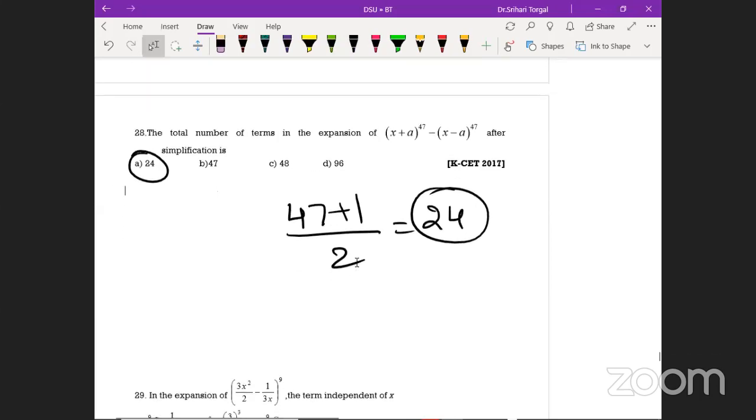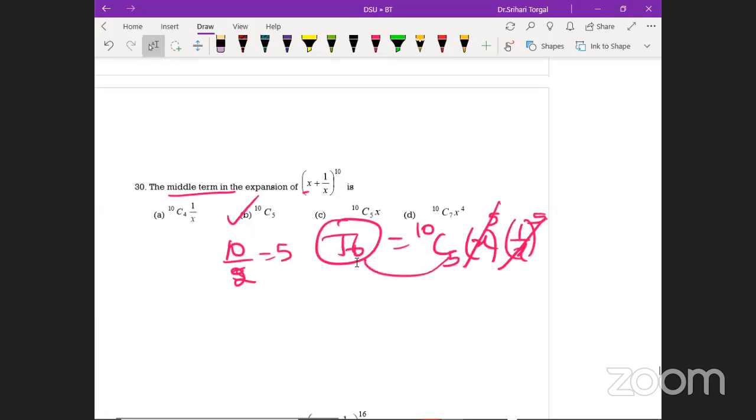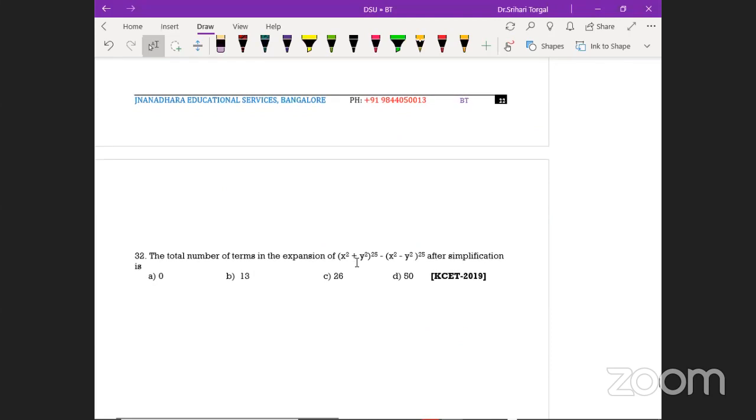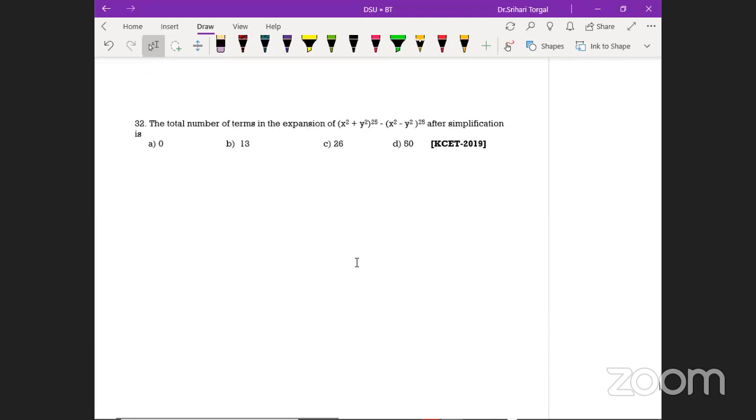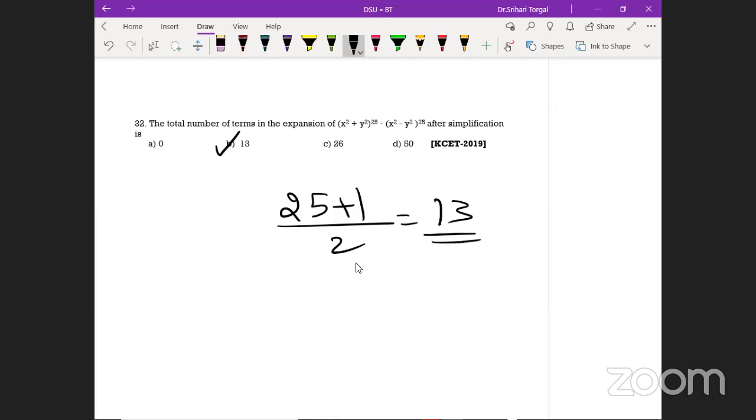Next. 2019, see here, 2017, 2019. Very good. 26 by 2, 13, option B.